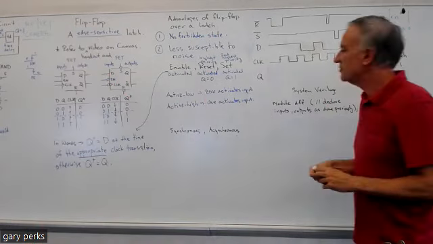Now, you can't do that for a latch, because with a latch you would have to show both Q and not Q, since it's possible for Q and not Q to be the same if you don't avoid the forbidden state.